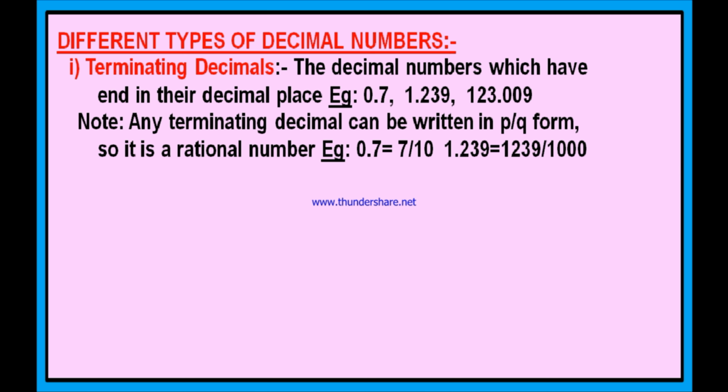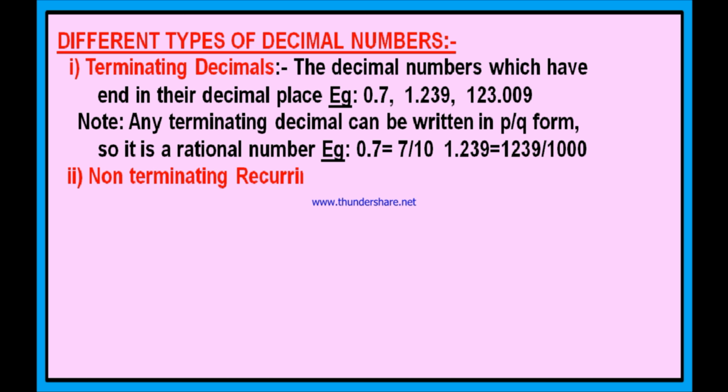Good. Now you see, 0.7 can be written in the fraction form as 7 by 10. 7 by 10 is in the form of p by q. Therefore, is it a rational number? Good, it is a rational number. Similarly, 1.239 can also be written in the form of a fraction as 1239 divided by 1000. Therefore, any terminating decimal can be written in the form of p by q, which represents a rational number. Every terminating decimal can be written in the form of p by q. Therefore, it is a rational number.